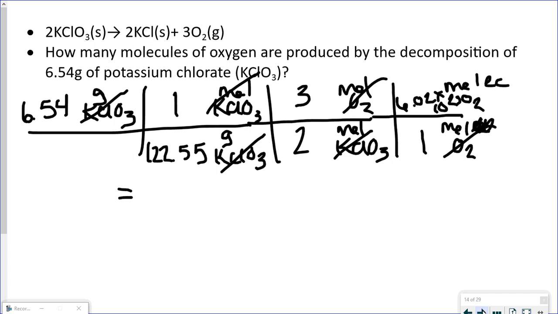So we're going to have 6.54 divided by 122.55 times 3 divided by 2 times 6.02 times 10 to the 23rd. Our original number had 3 sig figs, so we'll round to 3 sig figs. That's going to be 4.82 times 10 to the 22nd molecules of oxygen.